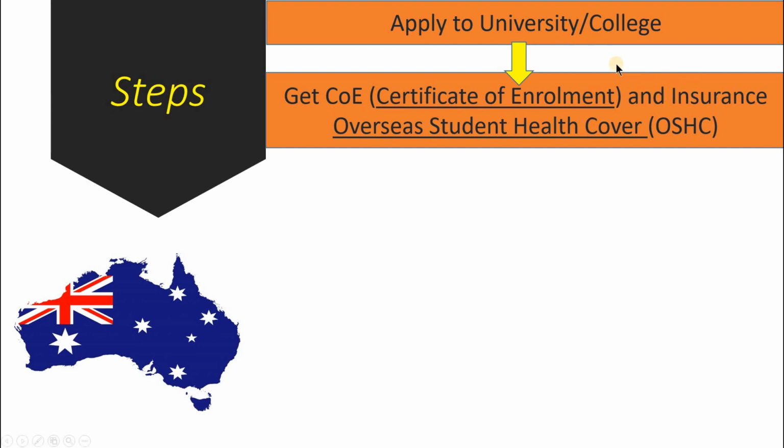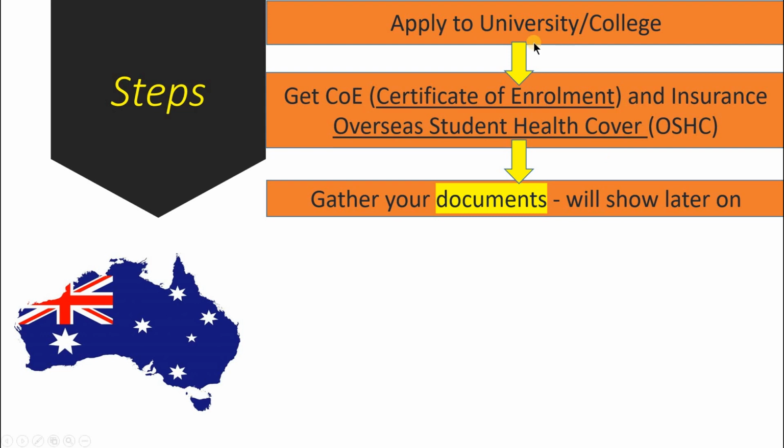And you can talk to the university or college about overseas student health cover insurance, which every student who is coming to Australia as an international student should have. That is one of the documents which you also need to show to the visa officer. And then after you get the certificate of enrollment, you start gathering all your documents. I'll provide you with a checklist of all the documents you need later on in this video.